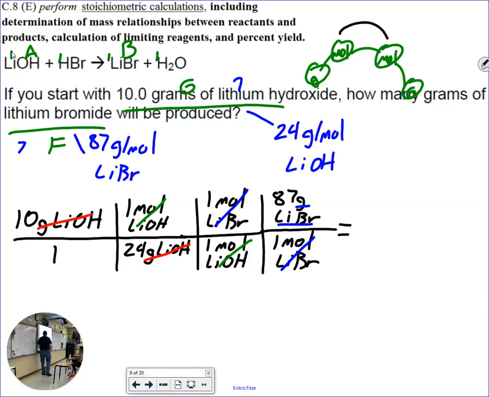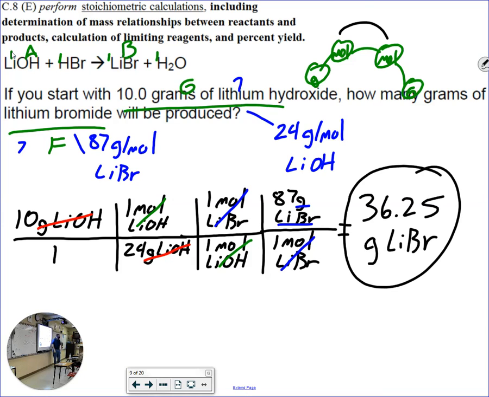Okay. So now what? Okay. So 10 times 87 divided by 24. Somebody confirm? 36.25, okay. What's my units? Good job. All right. Well, folks, I got good news for you. That's as hard as it gets.